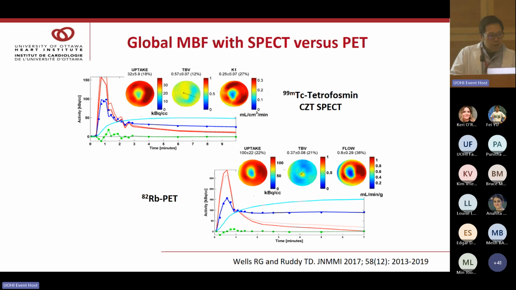So these are time activity curves acquired with SPECT and with PET in patients with LAD stenosis. The top panel is SPECT and the lower panel is PET. The red line is showing blood pool activity, and the blue line is indicating myocardial uptake. The fitted model data is in light blue. As you can see here, the SPECT and PET curves are very similar, and polar maps showed similar results with reduced uptake and flow in the LAD territory.